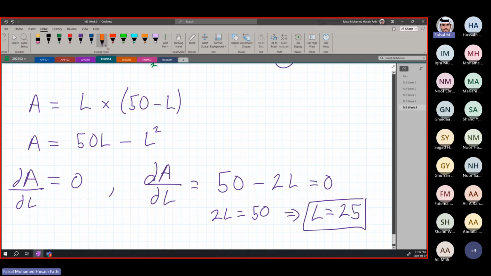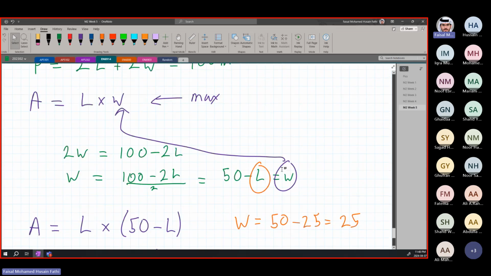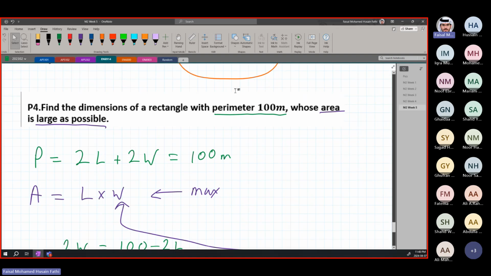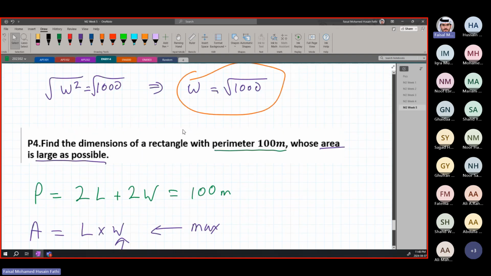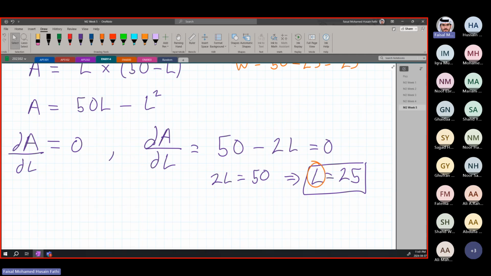الحين بنستخدم هذا ال L بنعوضه هني in this equation. So W is equal to 50 minus 25, which is equal to 25. So what did we find out? The largest area is when the rectangle is a square, لأن the width is equal to the length. All right, which actually makes sense.